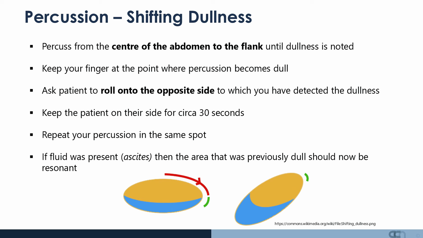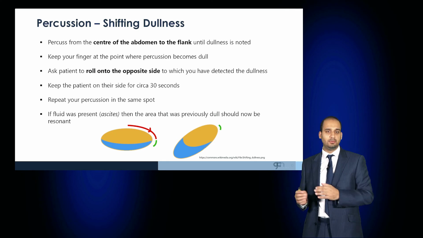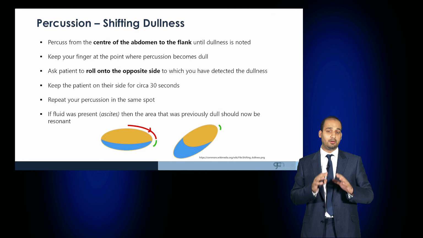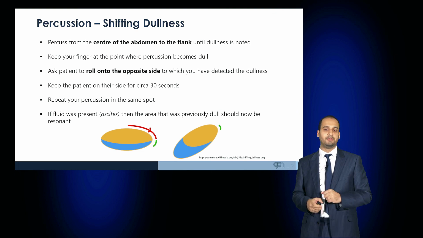Start by percussing from the center of the abdomen towards the flank until the note changes from resonant to dull. At the point that the note changes to dull, you should roll the patient onto the side, wait for half a minute to allow any fluid to distribute, and then re-percuss over the point where the initial dullness was noted. That should now become resonant if fluid was there originally, and that's known as the shifting of the dullness.